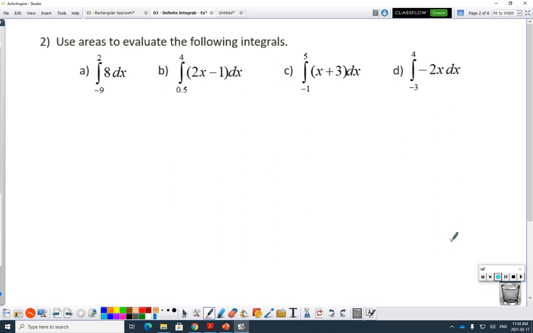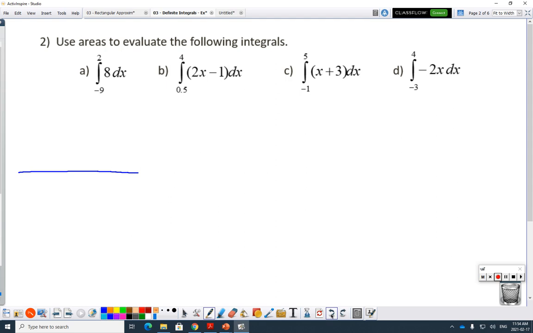This is what he wants to know: how do I actually calculate integrals? I'm going to do constant functions and lines for now. We'll get to the other ones, okay? We're on our way. It says find the integral from -9 to 2 of 8 dx. What you really want here is a picture. So here's my picture of what's going on.